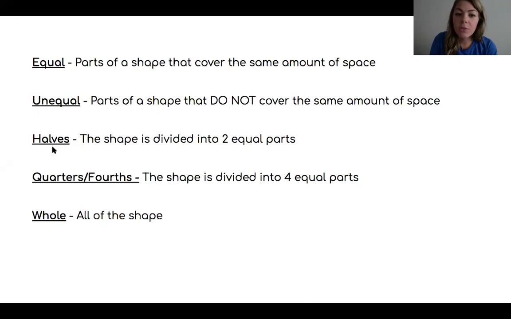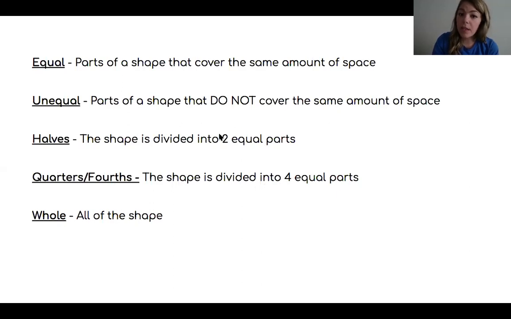Halves, or you might hear this as half, but half or halves is when the shape or whatever the object is divided into two equal parts. So just like up here we learned about the word equal, a half means that there's two parts that are equal, okay? Quarters and fourths means that the shape is divided into four parts.